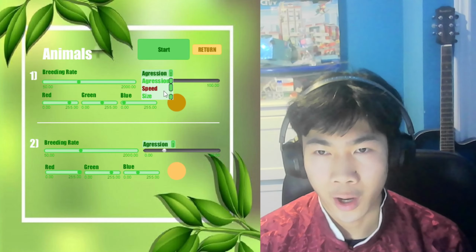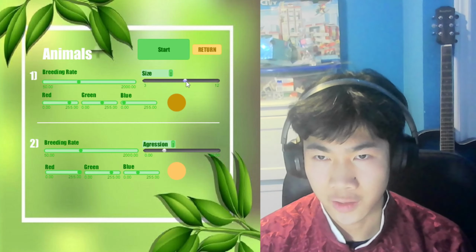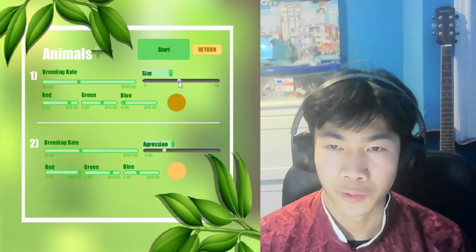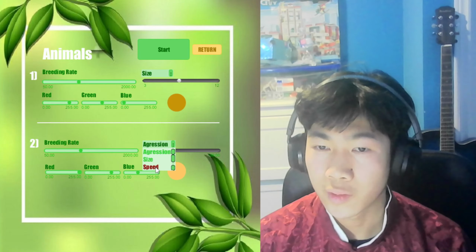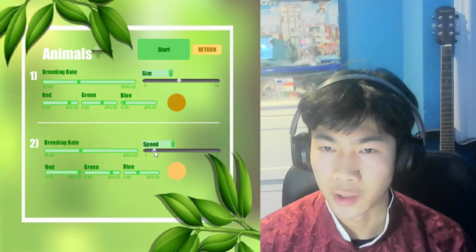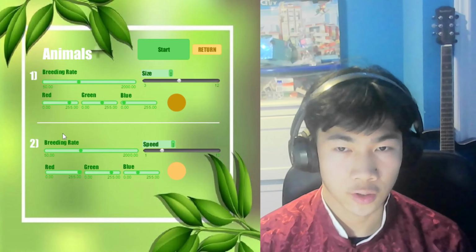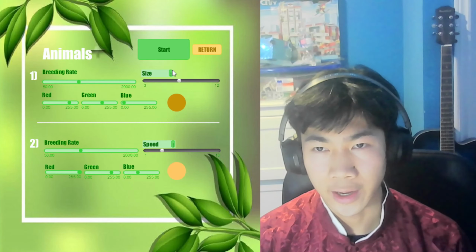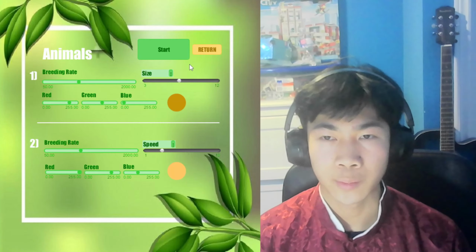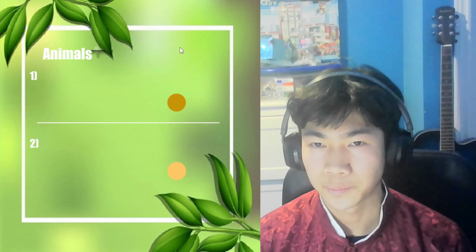So just to start off, I'm going to adjust the size of my male animal to be a little smaller, and the speed of my female animal to be a little faster. I can also adjust the breeding rate, color, and aggression, etc. of the animals, but I think I'm just going to leave it like this.